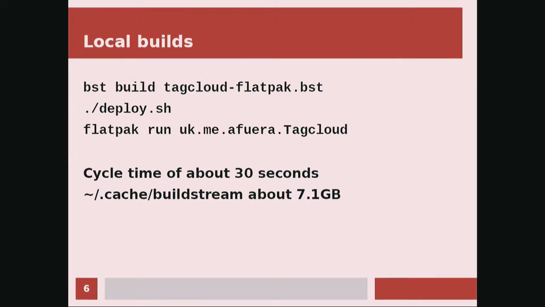To be honest, it's a bit slow for me, and I came up with a hack to run the application from the source tree, which reduces the cycle time to about 1 second. But that way you can't test in a real Flatpak environment. So I say it takes about 30 seconds on an average, maybe slightly old machine, to go from committing a change to testing it in the real environment. And it takes about 7 gigabytes of disk space, which is something to be aware of. I haven't compared that with Flatpak Builder, probably about the same.